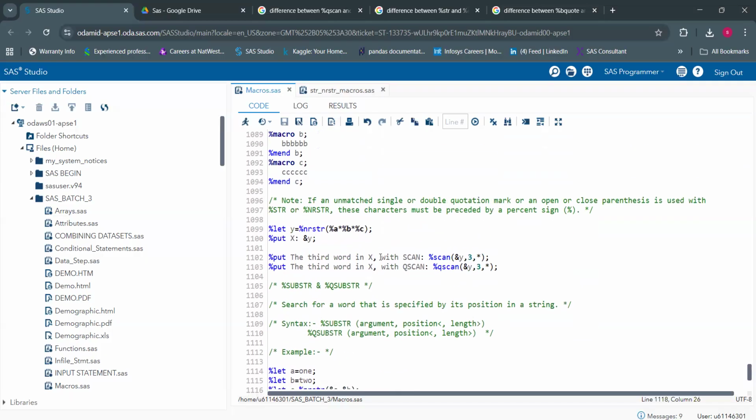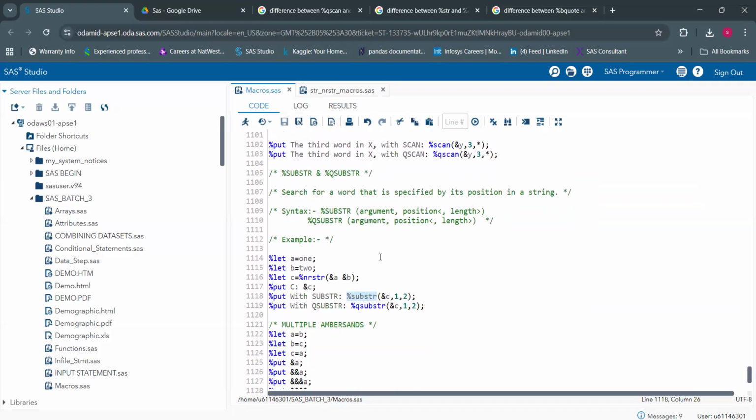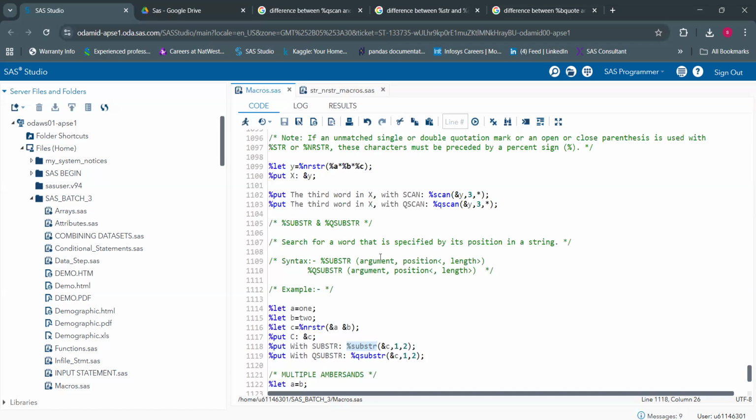So you can use percentage scan, Q scan, percentage substring. For example, if your intention is to resolve these values and you use Q scan, can it resolve the value? It will not resolve. So it has its own drawbacks. Based on the programmer's use, we need to use the function.